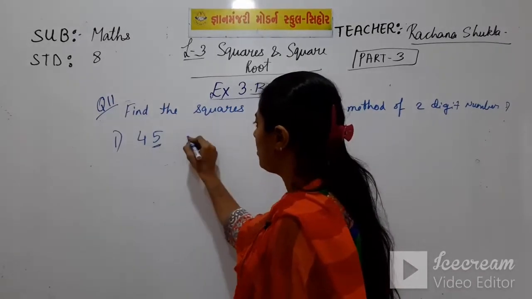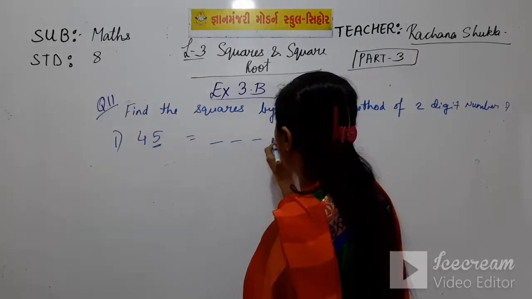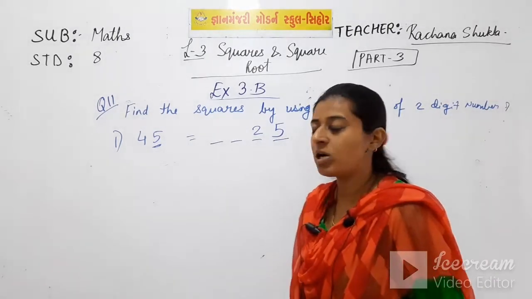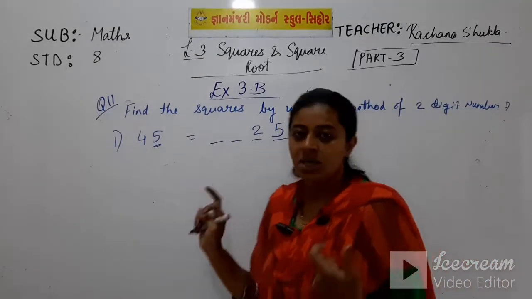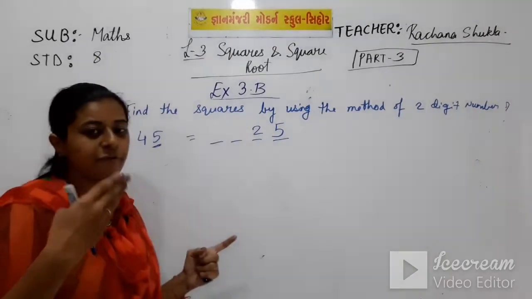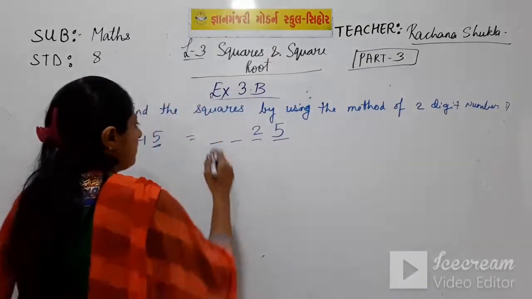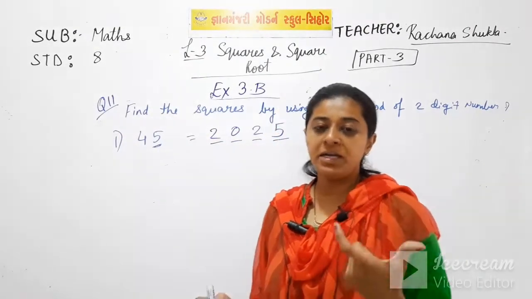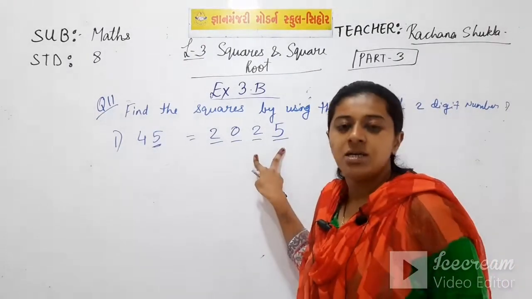first write down 5. The square of 5 is 25. So, there will be two digits. Here it will be 25. Why 25? Because the square of 5 is 25. So, our last two digits will be 25. Now, 4. After 4, what is the number that is 5? So, 4 5s are 20. 2025 is your answer.